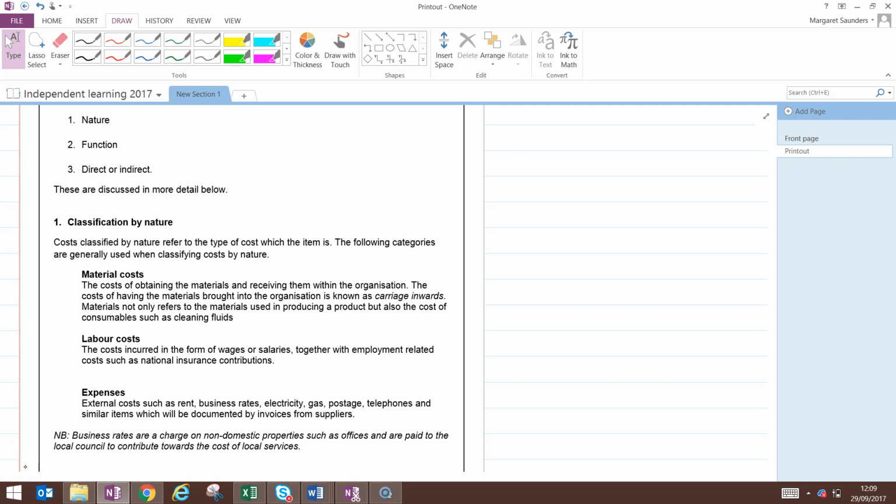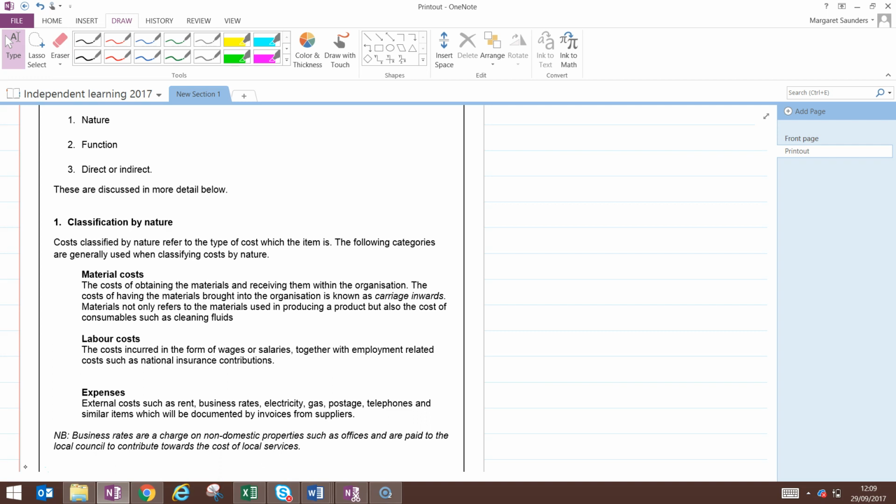Depending upon the type of decision that we're making, we may classify costs either as nature, function, direct or indirect. And we're now going to look at what this actually means.